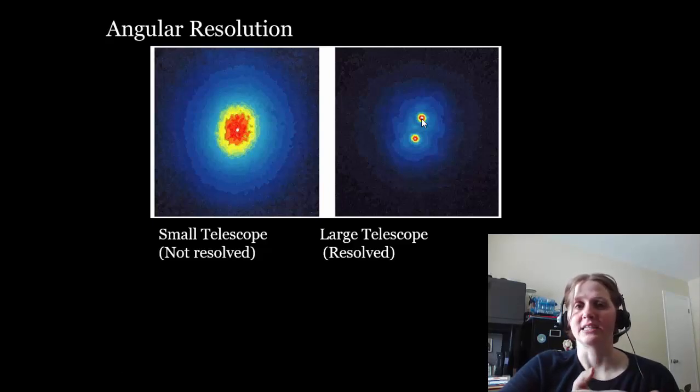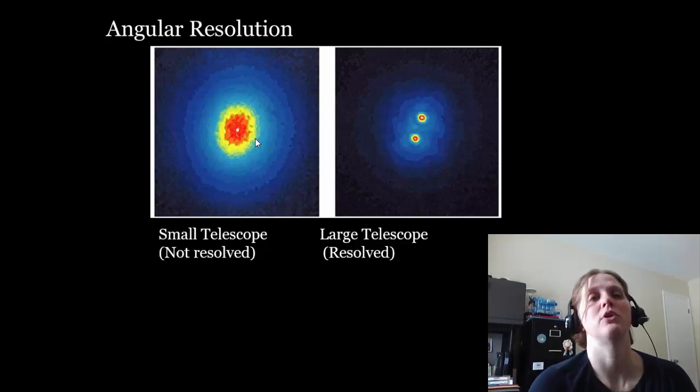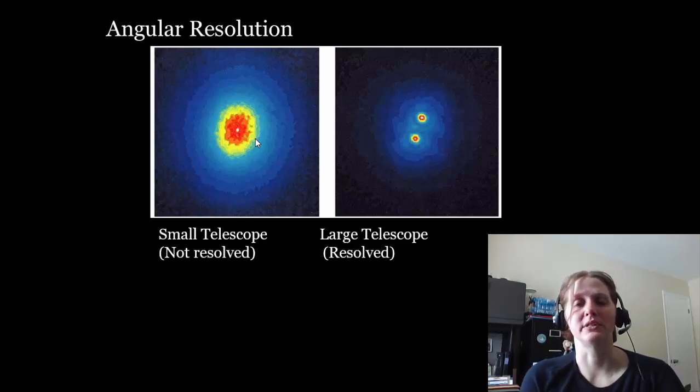If you were looking at the exact same thing but with a smaller telescope which didn't catch as much light, you would also not get as much detail. It would look like one larger, blurrier object. So you want more angular resolution, better angular resolution in order to tell what's going on.